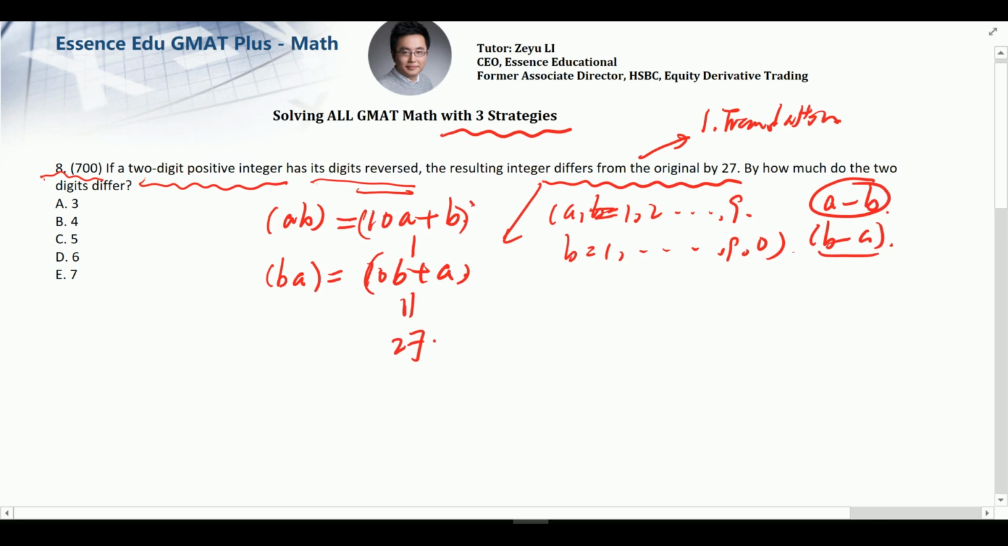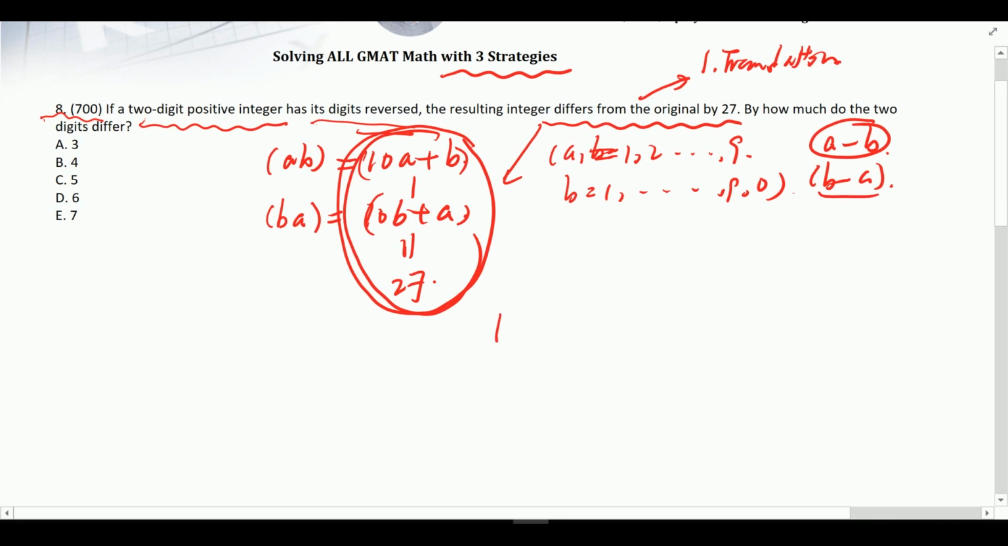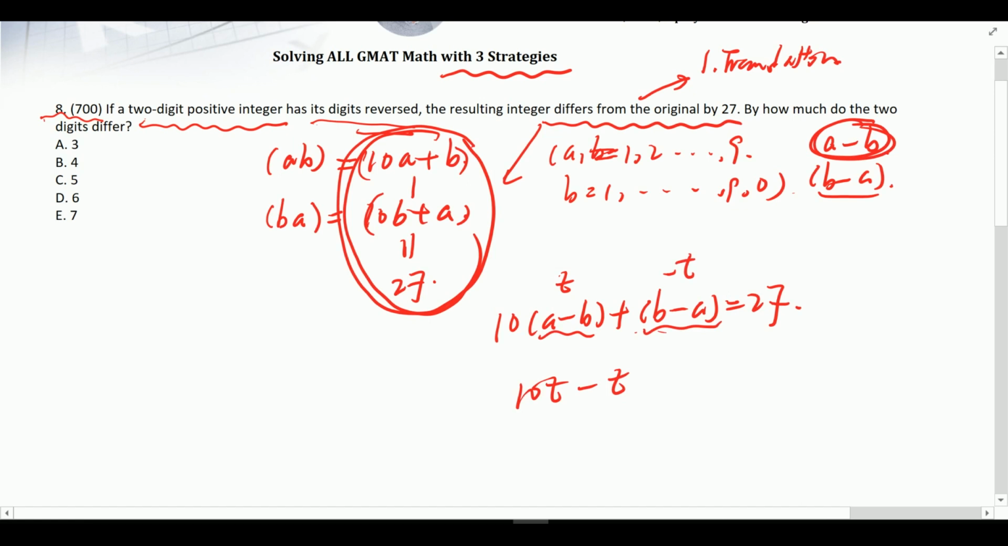Once you translate this question into the mathematical language, you now simplify the equation. It becomes 10A plus B minus B plus A... that is, 10A + B - (10B + A) = 27. A minus B is what we want, so let's call it T. So 10T minus T, and B minus A is negative T, is equal to 27. Therefore 9T is equal to 27, so T, which is our purpose, is equal to 3.